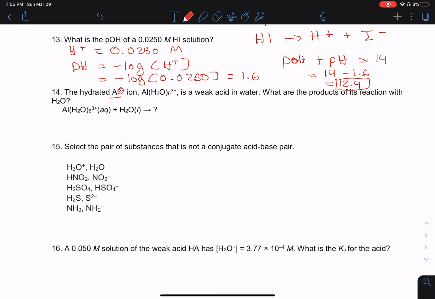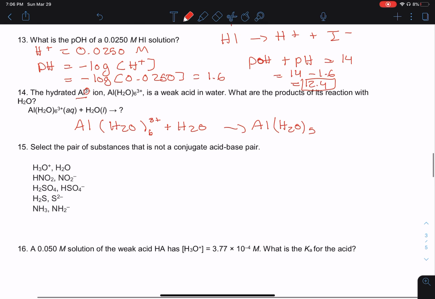our final reaction would be Al(H2O)6 3 plus plus H2O gives Al(H2O)5OH 2 plus plus H3O plus.